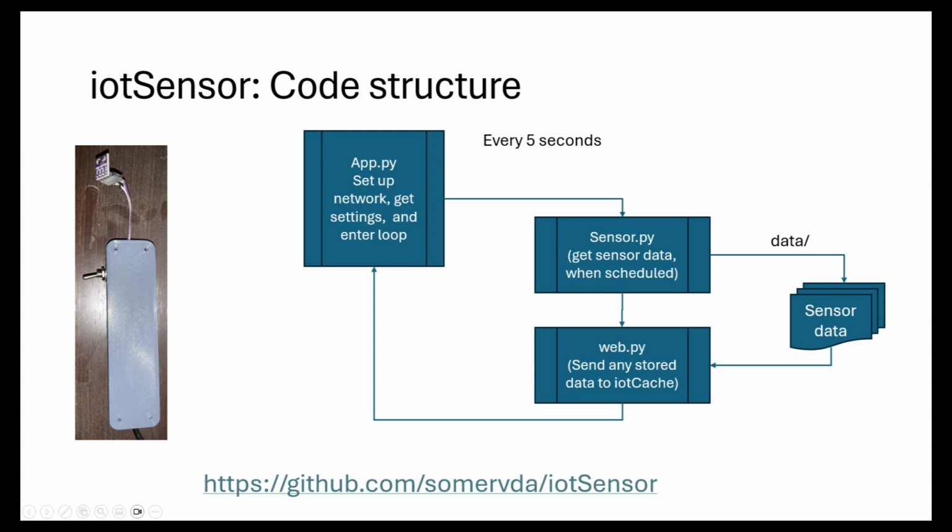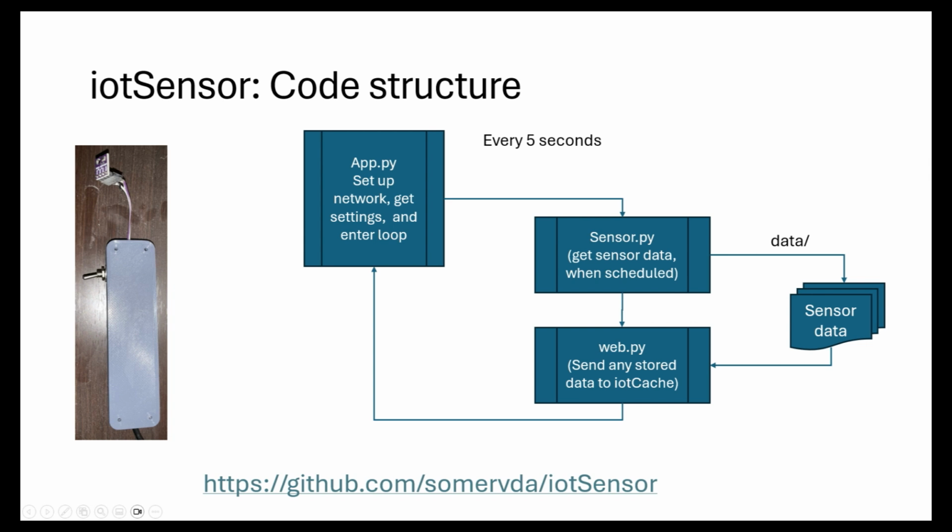So again, it has a settings file with some secret settings in there for things like connecting to the Wi-Fi and things, and then enters a loop, and that loop loops every 5 seconds, and it's got two tasks every 5 seconds. So first it calls on sensor.py. In this case I'm getting climate data, but sensor.py could be set up to get other sensor data as well, so I kind of separated it from the rest of the code.